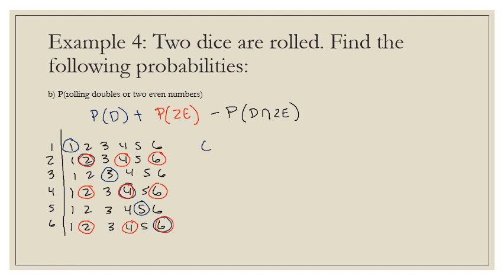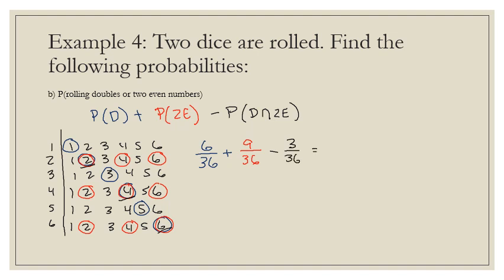I've got 6 blue circles. How many red circles? I've got 1, 2, 3, 4, 5, 6, 7, 8, 9 red circles. And then how many do I have that are circled in both blue and red? So that's 1, 2, 3 of those. Okay, so see how that works?